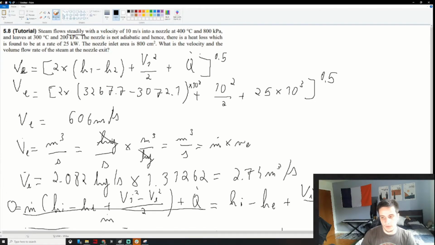And then what happens with Q dot? It would convert to regular Q, which, instead of being in kilowatts, would be in kilojoules per kilogram. So it'd be like a specific heat transfer, like a specific property.